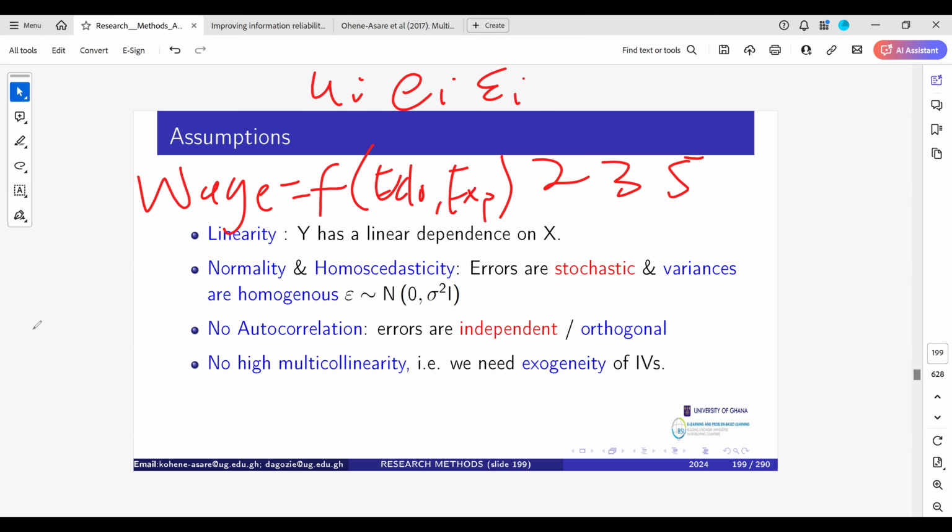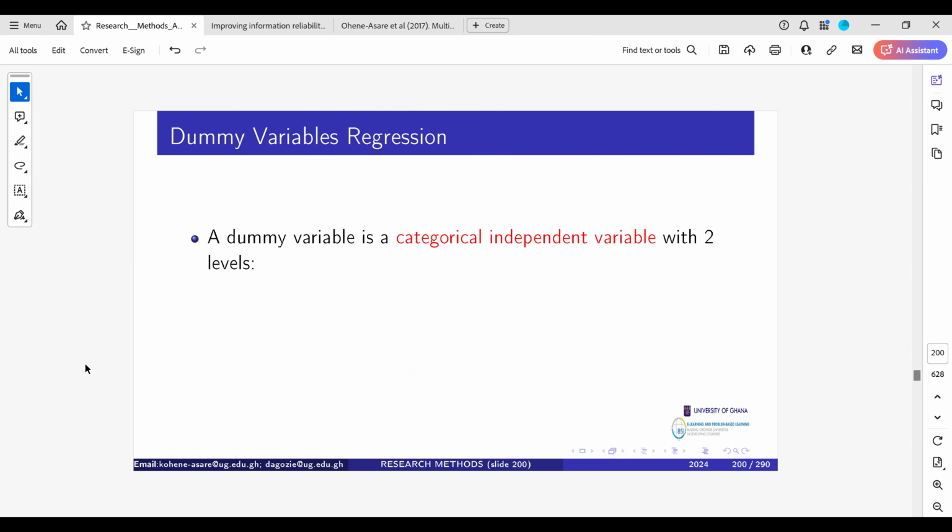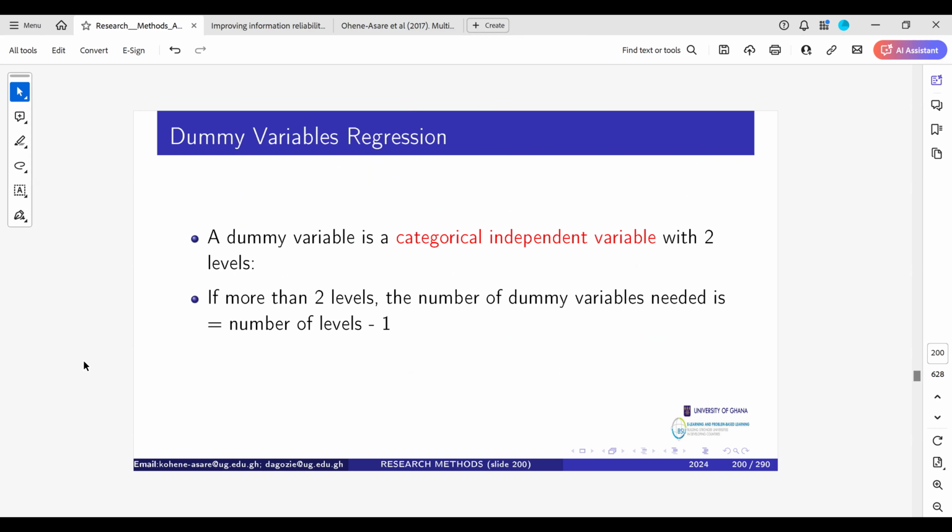Try and understand the difference between multicollinearity and heteroscedasticity. It's a very, very important distinction. Now, before we try and practicalize regression, let's look at dummy variables.